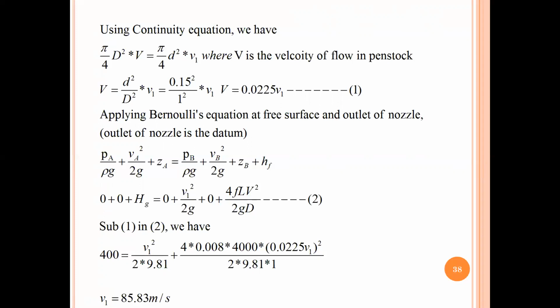You call that a gauge pressure, if you remember. So because of that, I'm taking that as 0. Since it's a free surface just upstream, there is no velocity. My velocity is also 0.